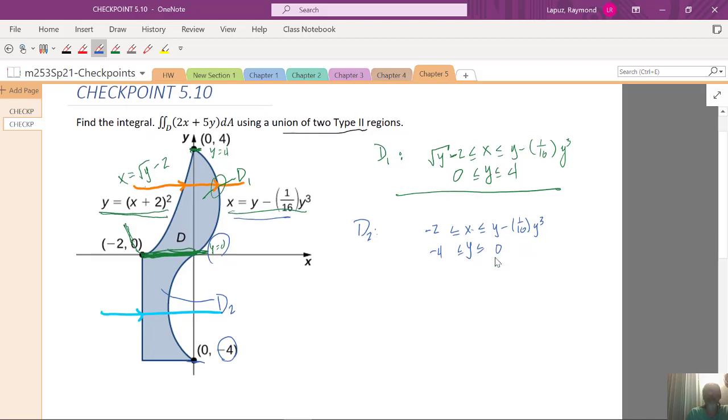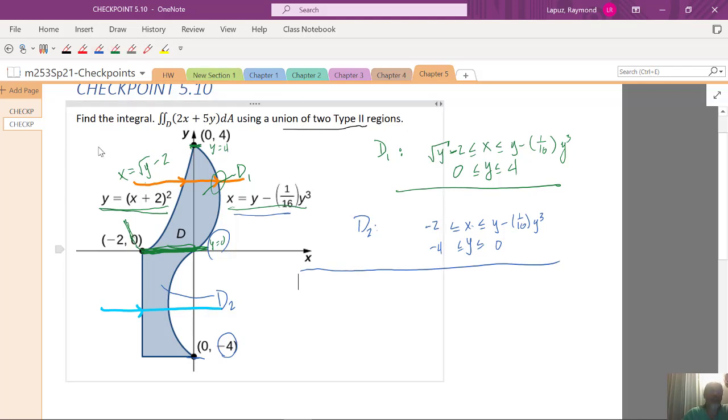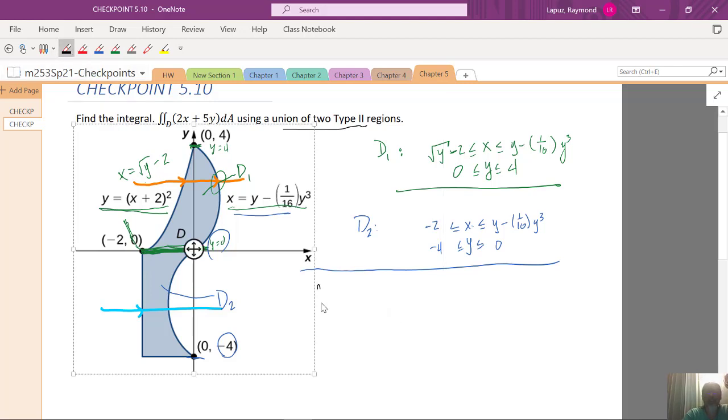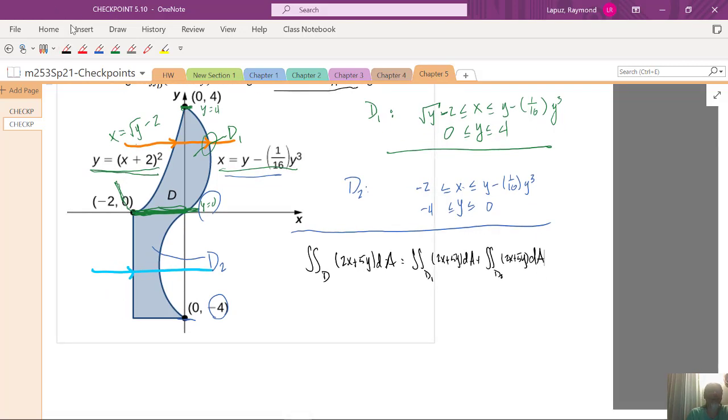Okay. Next, we will put this into the integral. First of all, let's acknowledge that our double integral over D of this function 2x plus 5y dA will equal the double integral over D1 of that same function plus the double integral over D2 of that same function. Okay, and we will set up the integral.